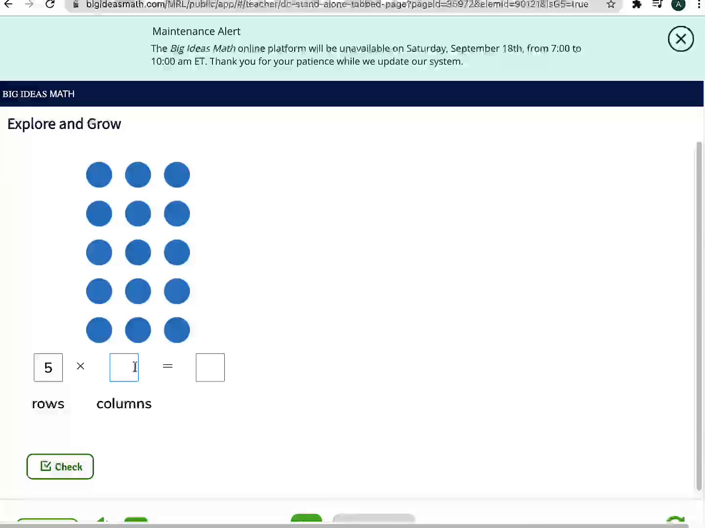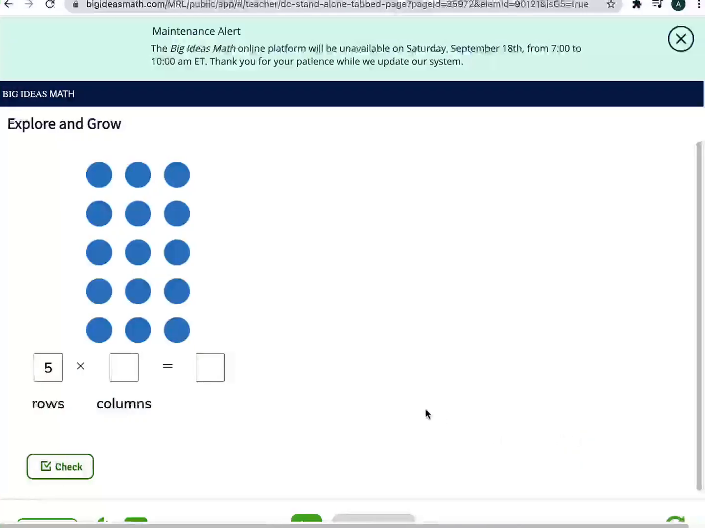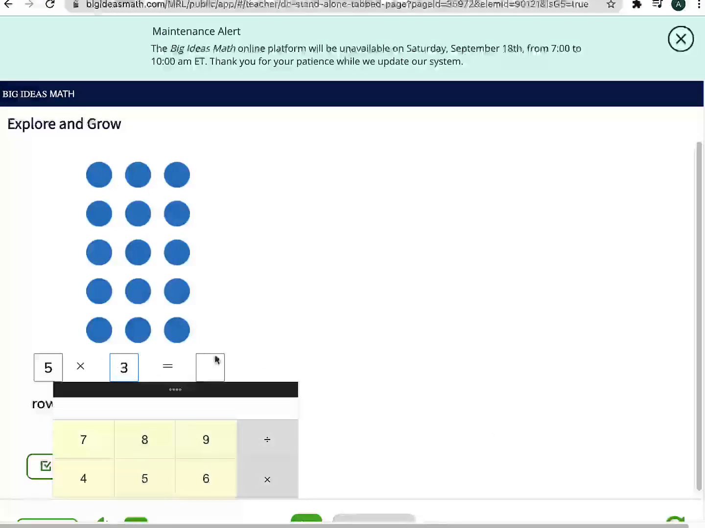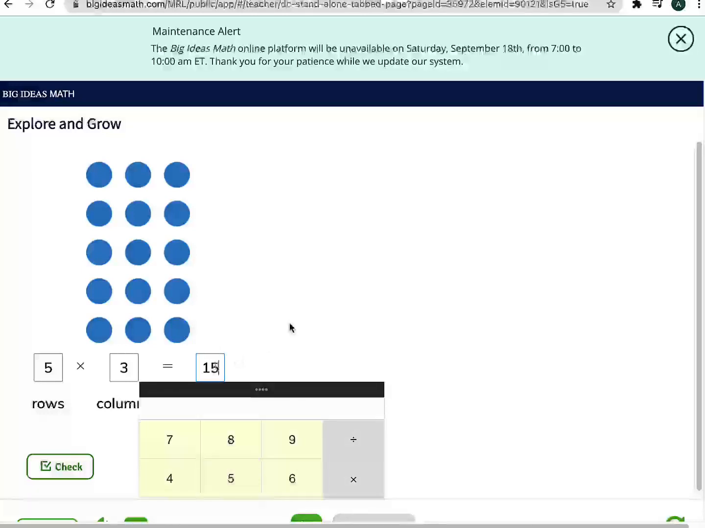And how about the number of columns? No, wait, 1, 2, 3. So we have 3 columns. And now count all counters and tell me what is the product. Excellent, Ahmed. So it's 15.